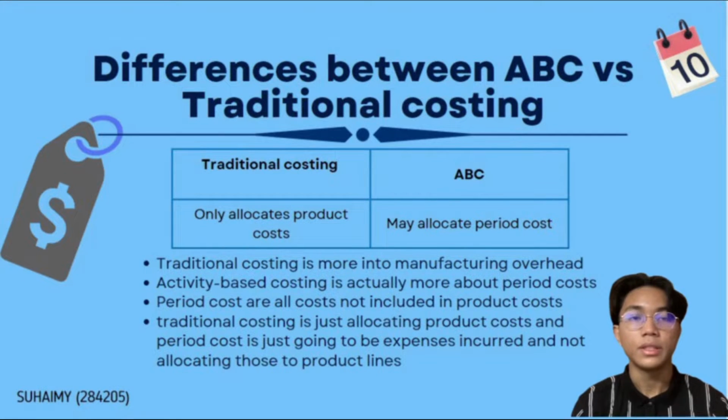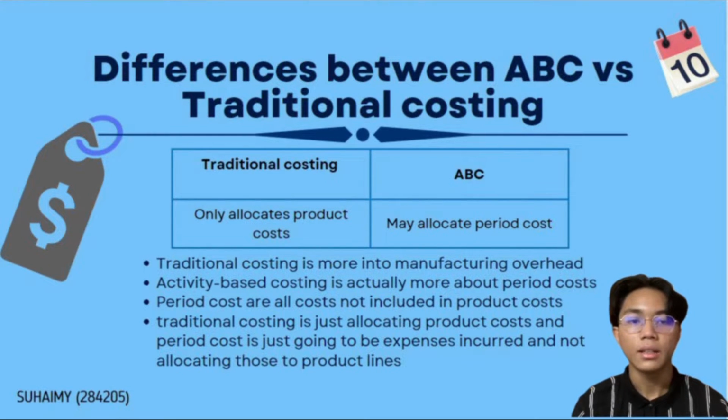Another important difference between traditional costing and activity-based costing is that traditional costing only allocates product cost. Meanwhile, activity-based costing may allocate the period cost. When we are talking about allocating overhead, we are talking about manufacturing overhead with traditional costing.